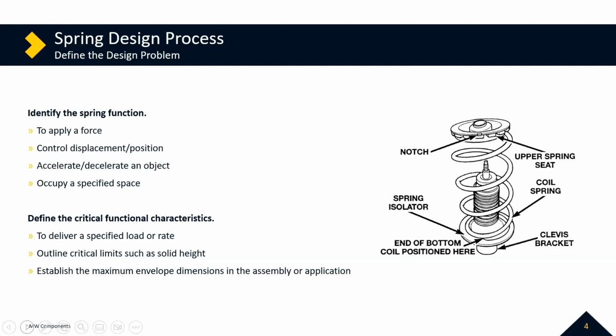We want to understand the position of the spring in the application. What type of spring is it going to be? A static application, dynamic application? What kind of space does it occupy? But the most critical functions that we really need to know is definitely load and rate of the spring and the envelope it's being worked in. Having that basic information will help guide to what type of spring you need.